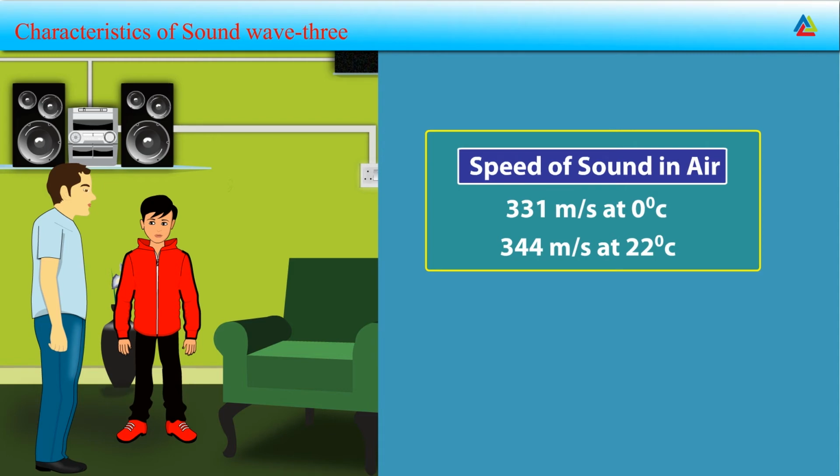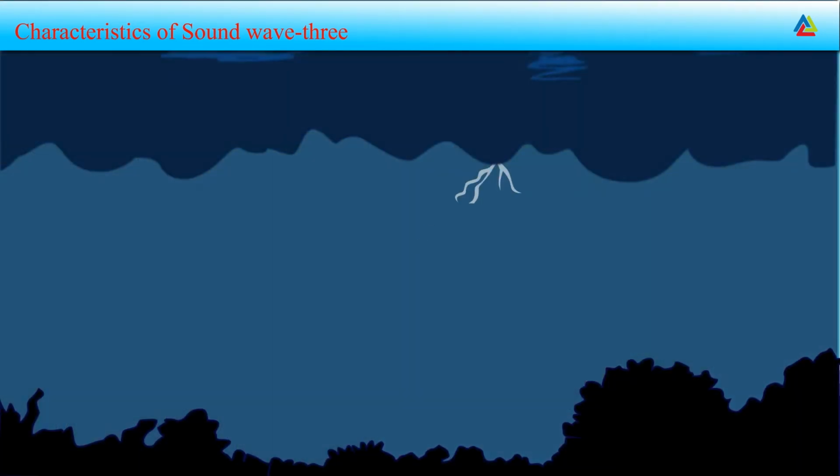Dad, why is the sound of thunder heard a little later than the flash of lightning is seen? Since the speed of sound is less than the speed of light, that is why you hear thunder later than the flash of light is seen.